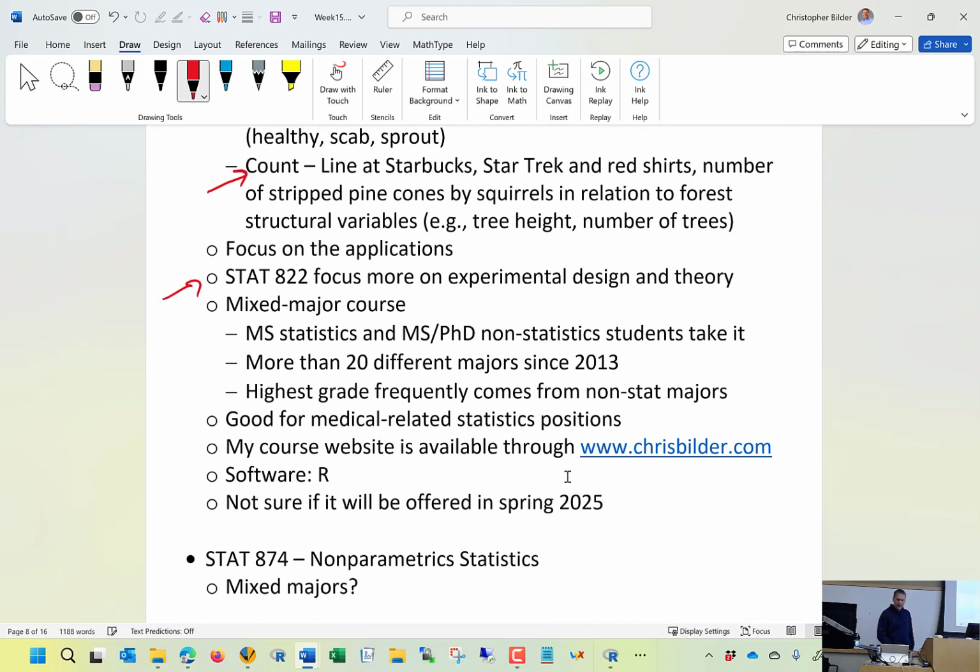Now, for those of you who've taken Stat 822, you're probably thinking, okay, I think I see some connections here with that. Logistic regression, Poisson regression. And yes, there are some connections. But in 822, it's more geared towards experimental design and theory, whereas here we focus more on the applications and properly interpreting the outcomes from the models. This is a mixed major course, so very often I will have half the students be non-stat majors and the other half be stat majors. As you can see here, I've had 20 different majors over the last 10 years.